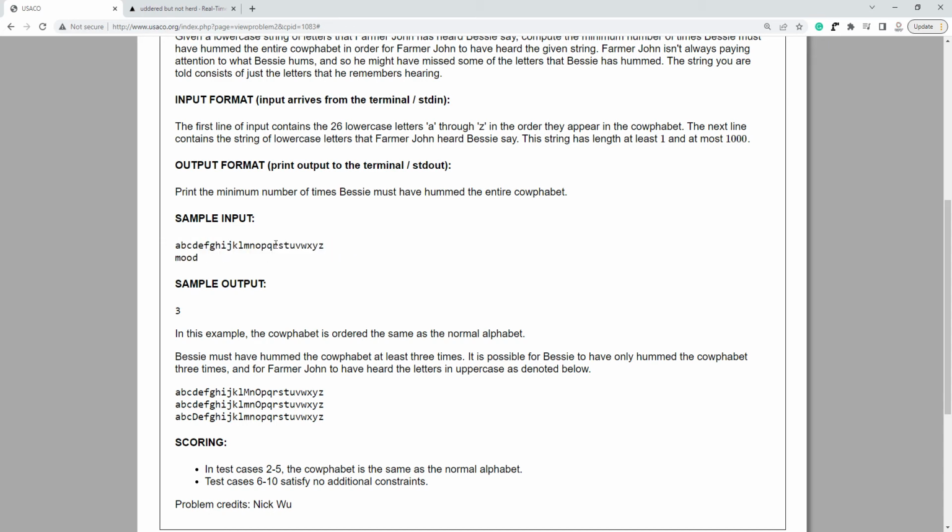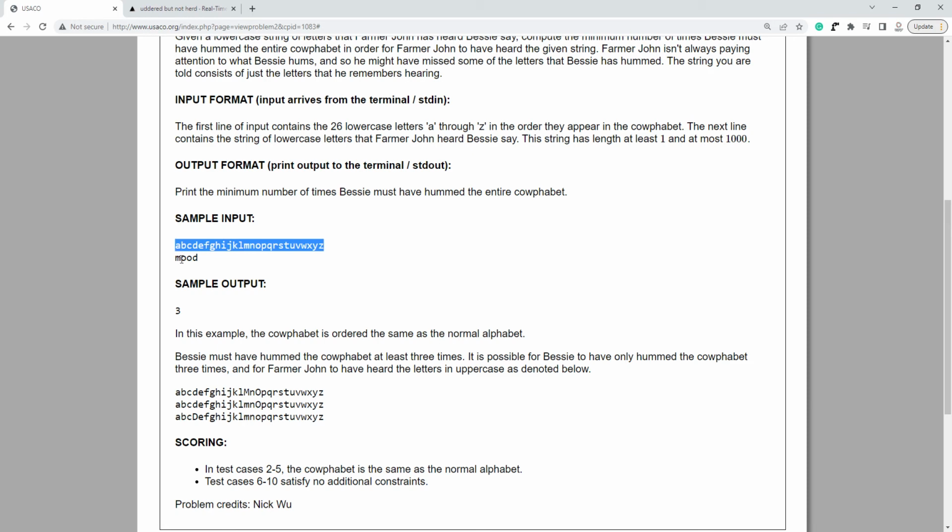Okay, so the key to this problem is you have the alphabet first. For input, the first line is the alphabet, and then the second line is what Farmer John heard. So basically, you want the minimum number of times Bessie could have hummed the entire alphabet. So by that, you want to use as many of these letters as possible in one humming of the alphabet.